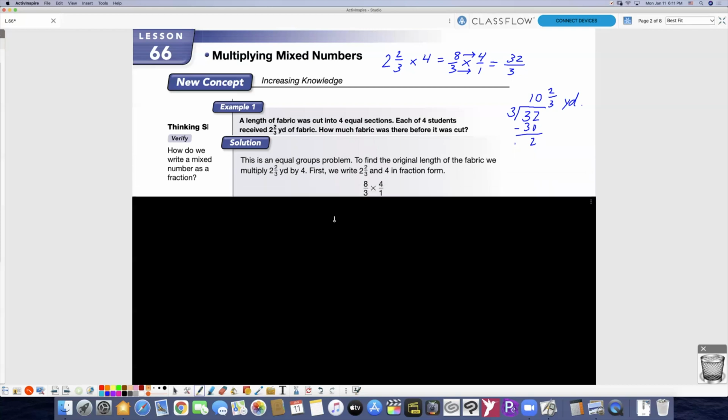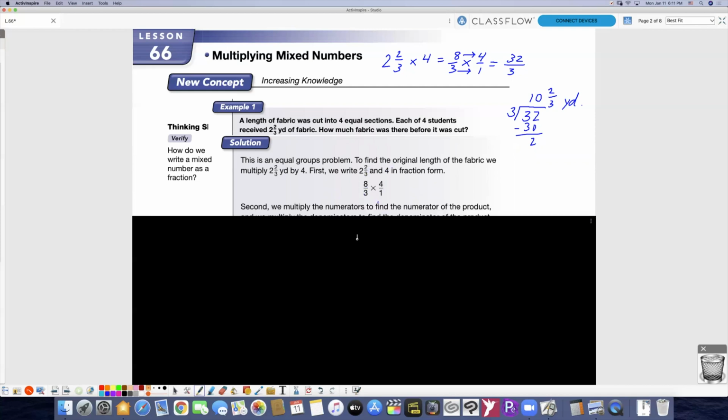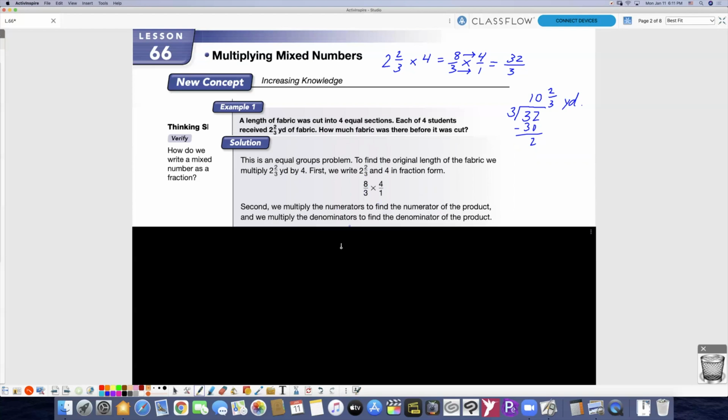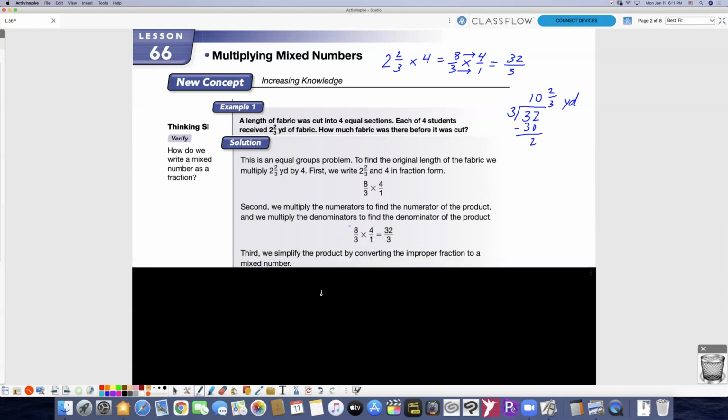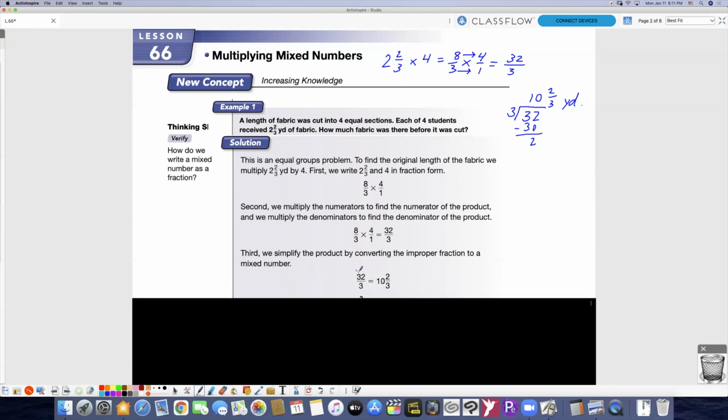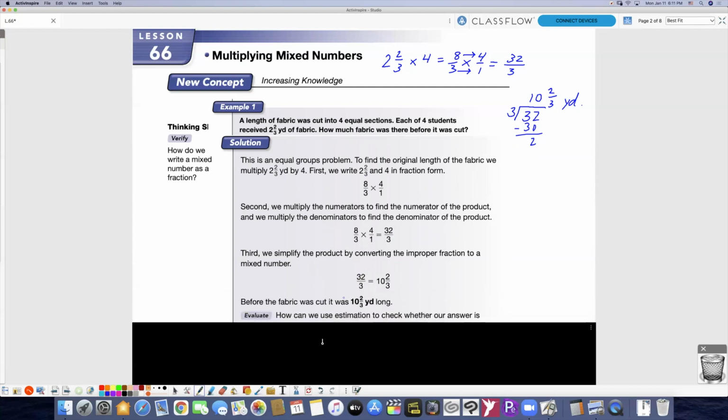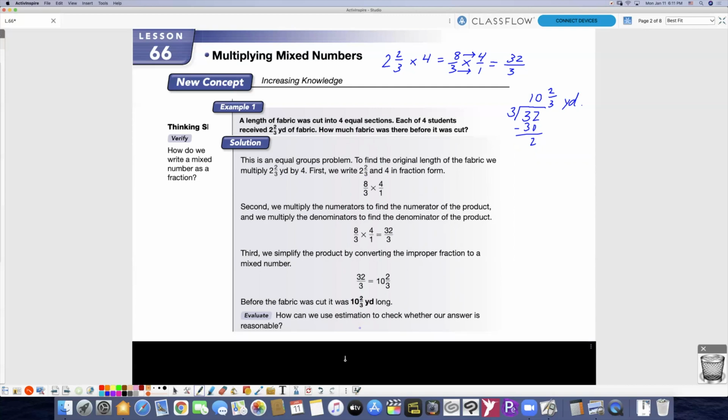To find the original length of fabric, we will first write 2 and 2/3 as 8/3 and then 4 in fraction format. And then you just multiply the numerators and multiply the denominators. Once you've completed that, you just need to take 32 divided by 3, and it would be 10 and 2/3 yards long. You can estimate to check whether your answer is reasonable by recognizing that 32 divided by 3 is going to be around 10.